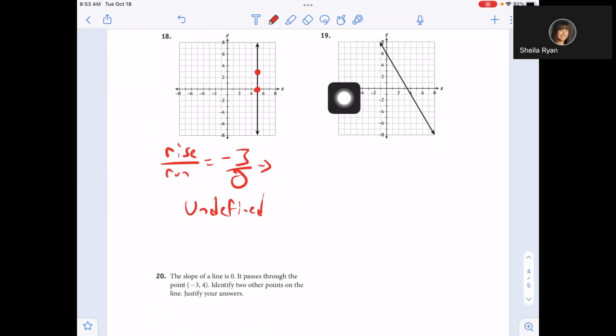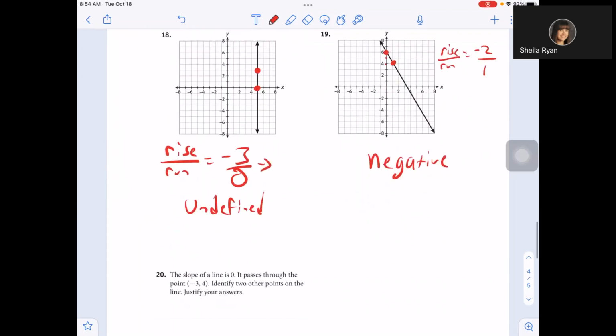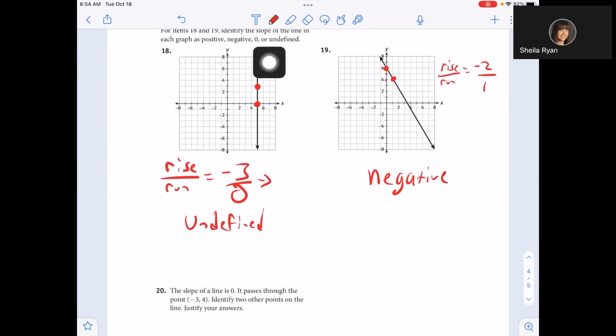Number 9, from left to right, the line is dropping, so that would be a negative slope. And you could even pick some points if you wanted to, rise over run. So I'm dropping 2 and I'm running 1. But for this question, you just had to say if it was positive, negative, 0, or an undefined slope. Since the line's going down, it's a negative slope, or you can actually find it. Negative 2 over 1 is negative 2. That's a negative slope.